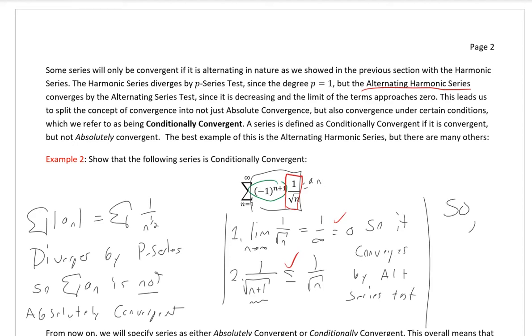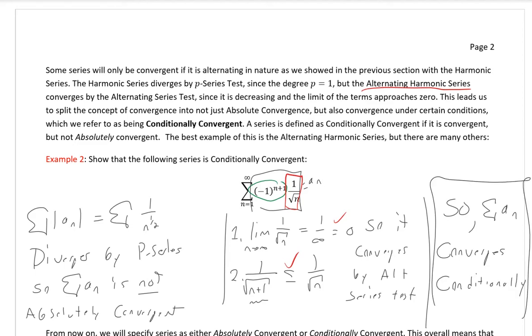So, overall, that means the sum of a sub n, our original series, converges not absolutely, but conditionally. That would be our final answer. It converges conditionally because it converges when it's alternating, so when it's in its form as it is right now, but if we look at the absolute value of that, it actually diverges. It diverges by p-series because 1/2 is less than 1. So that means it only converges conditionally, under the condition that it stays as alternating.